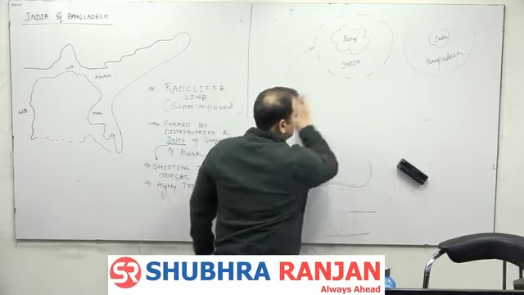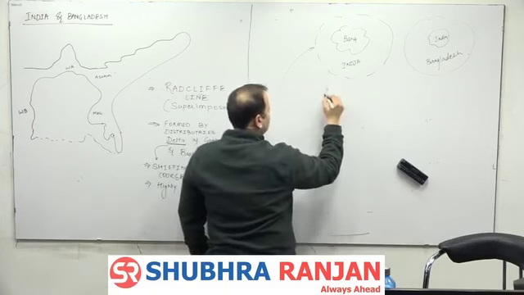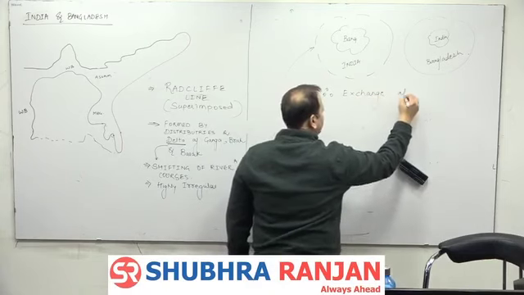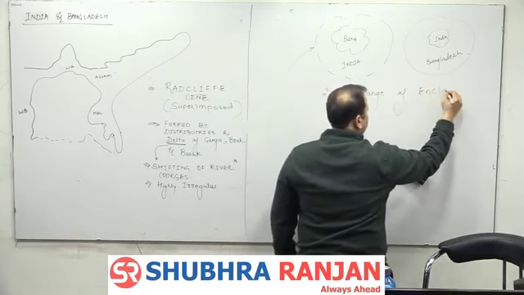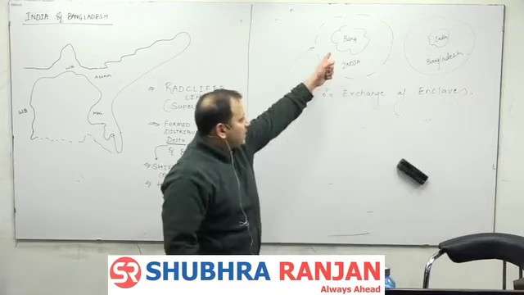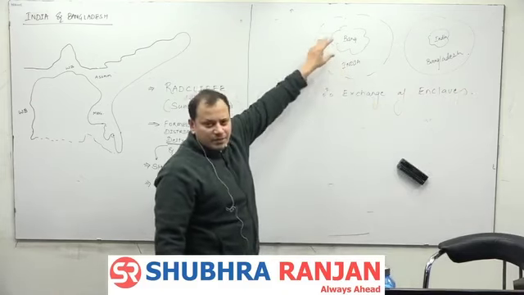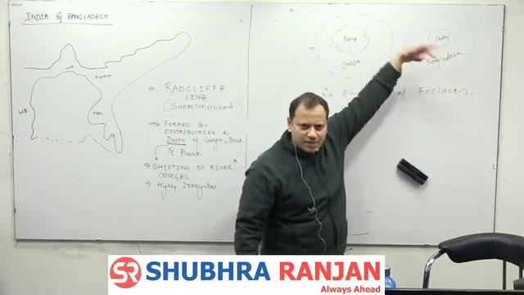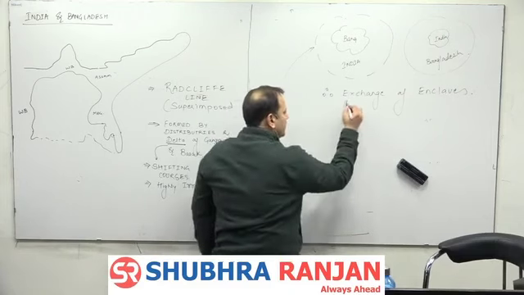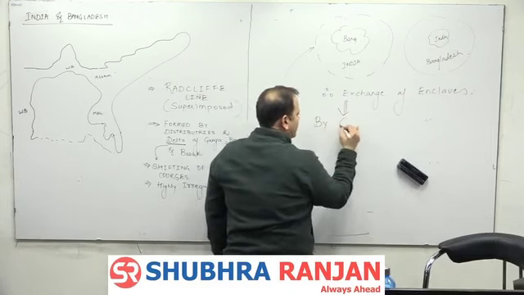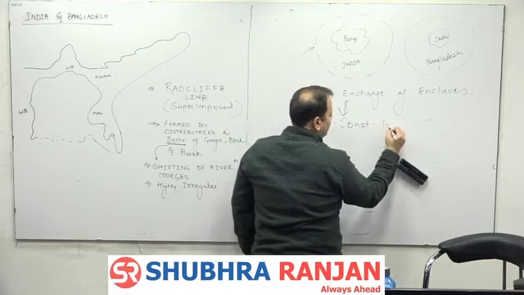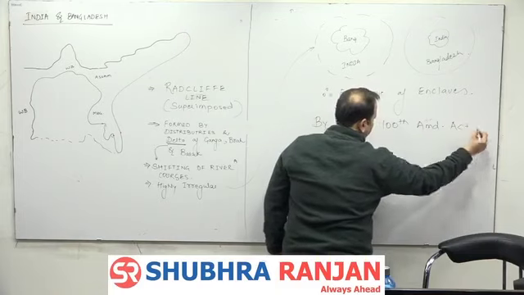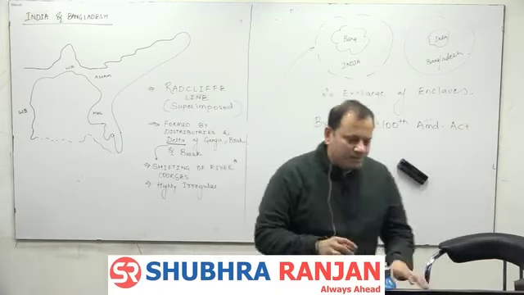And therefore, what did we do? Exchange of enclaves. That is, the Bangladesh territory which was surrounded by India was given to India, and the people were asked, and the Indian territory which was surrounded by Bangladesh was given to Bangladesh. By which act? By the Constitutional 100th Amendment Act. Fine with this?